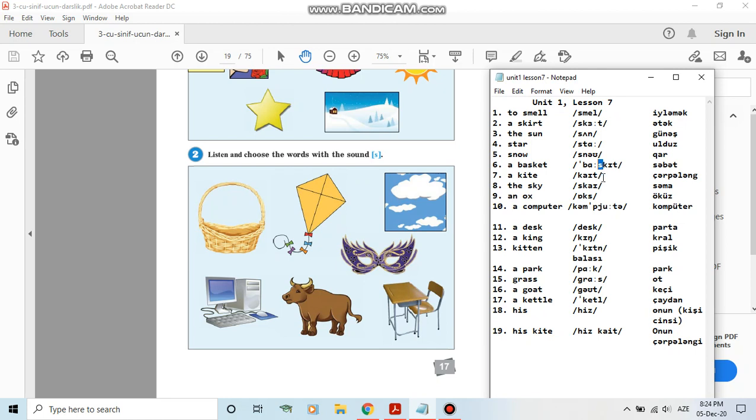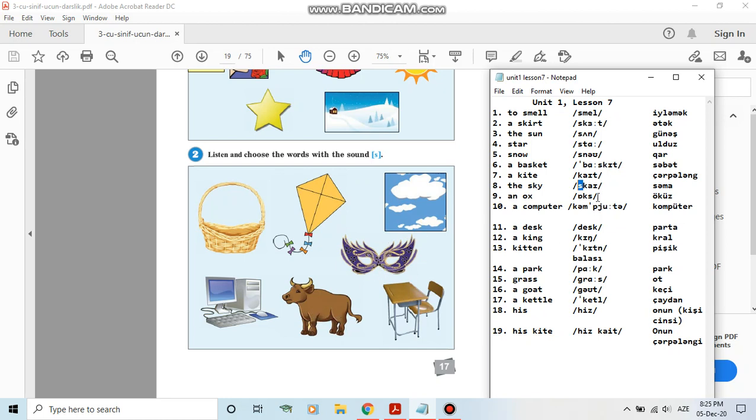S səsi yoxdur. The sky. Sky. Səma. Sky. It has the sound S. S səsi var sky sözündə. The computer. Computer. It doesn't have the sound S. Mask. Maska. It has the sound S.